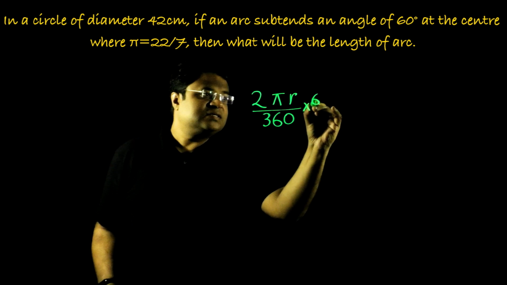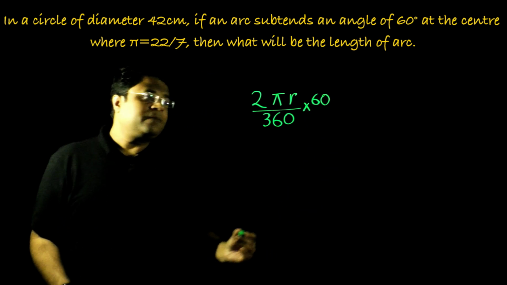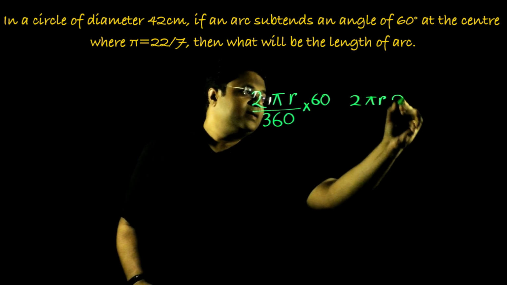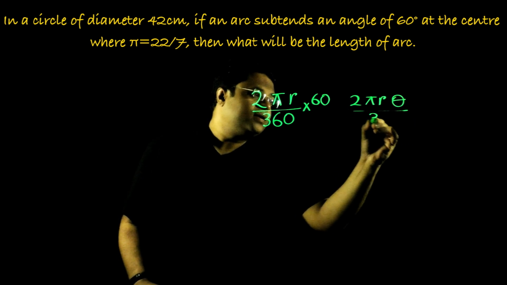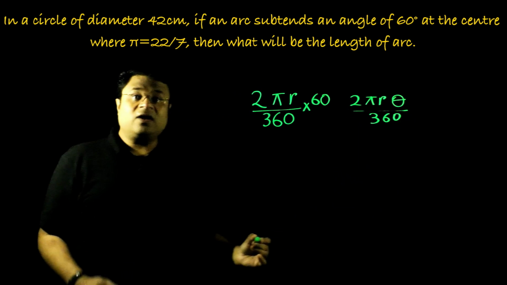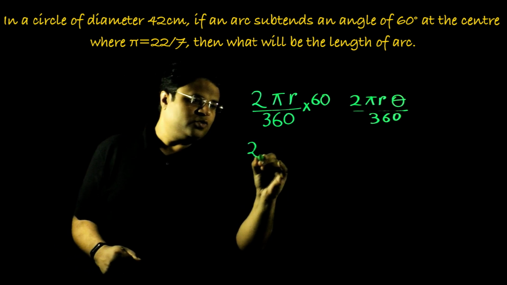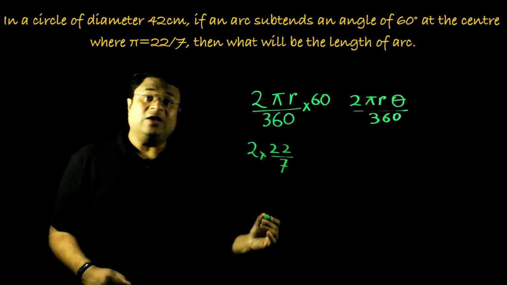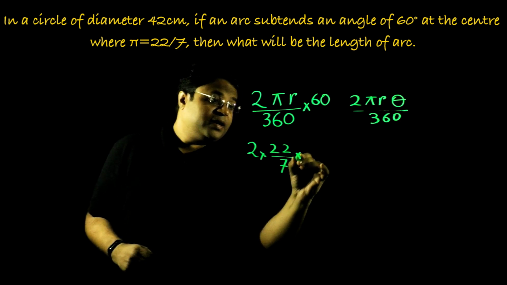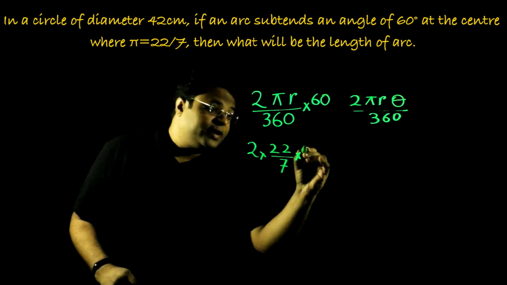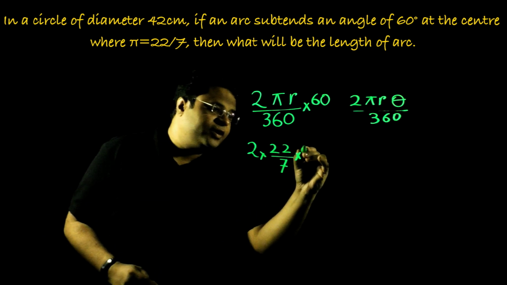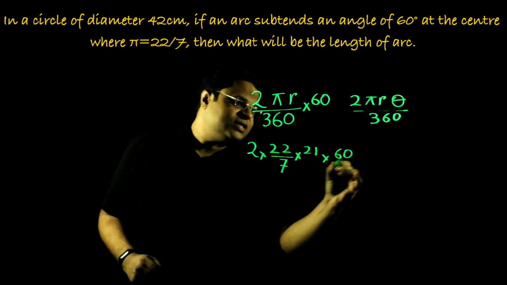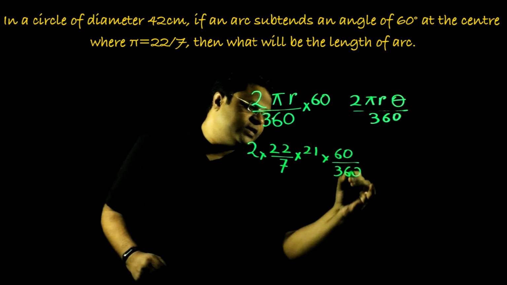our arc is 60. You know what's the formula? The formula is 2 pi r theta upon 360. That's the formula for arc length. In this question, we multiply 22 by 7. That's what the value of pi is. We have to take that in this question. Diameter is 42, so radius will be half of 42. I can write half of 42 straight away. That's 21. Into, we have here 60 upon 360.